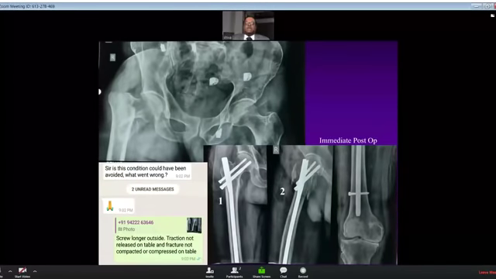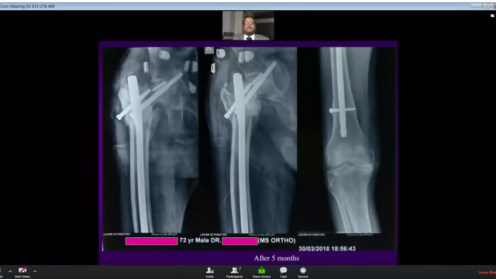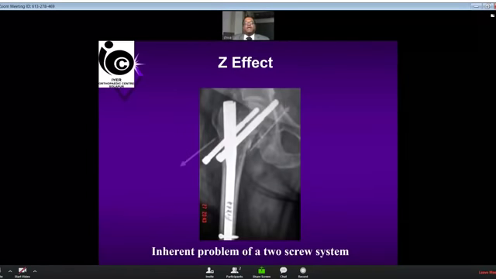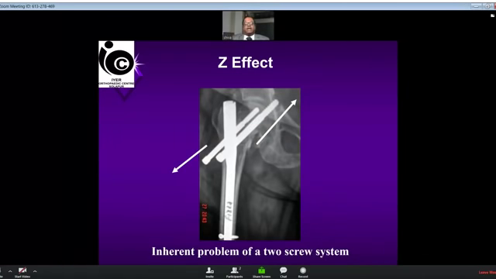The screws which are outside can rock in and rock out, or also toggle within the nail, leading to Z effect. That is what has happened in this case sent by Dr. Patel. What is Z effect? One of the screws moves inside and the other one comes out. That is called Z effect. It's an inherent problem with a 2-screw system.